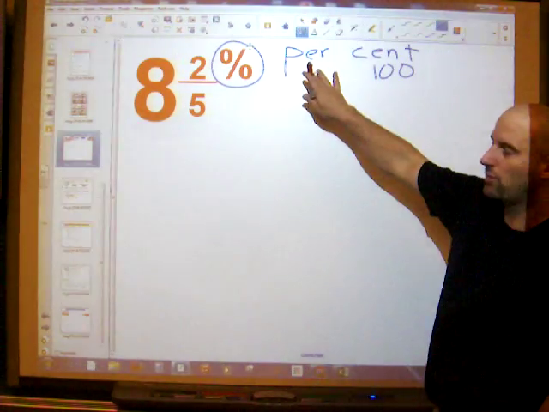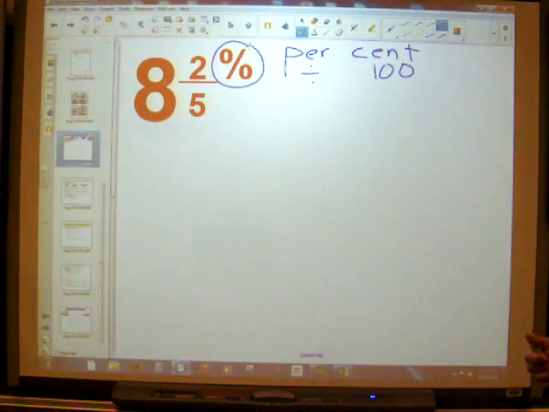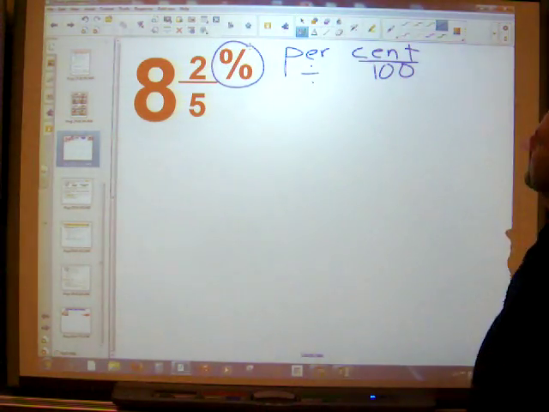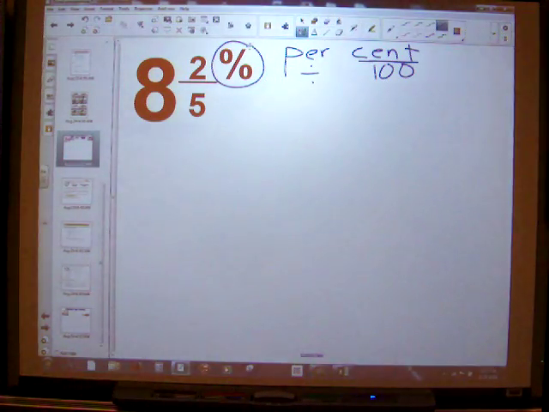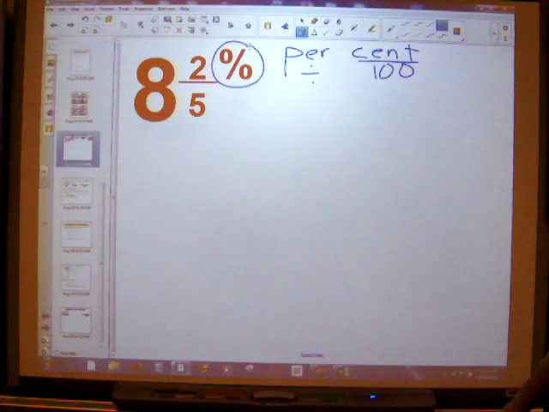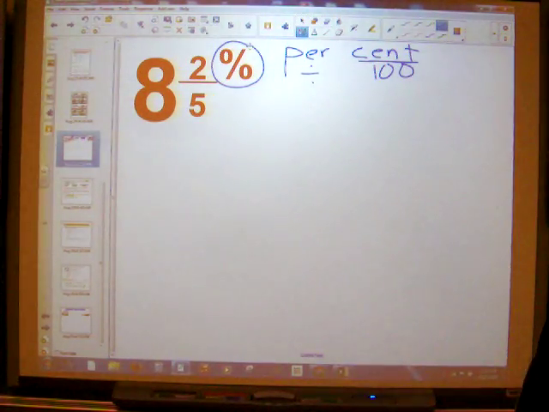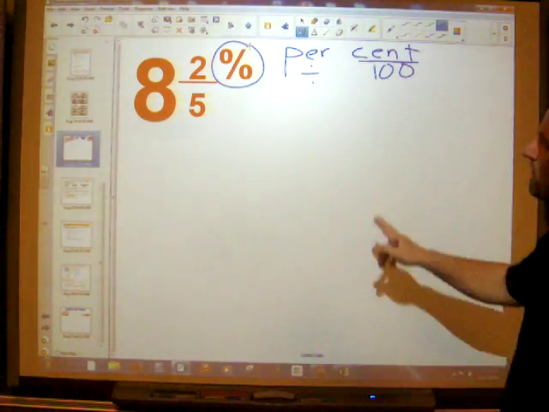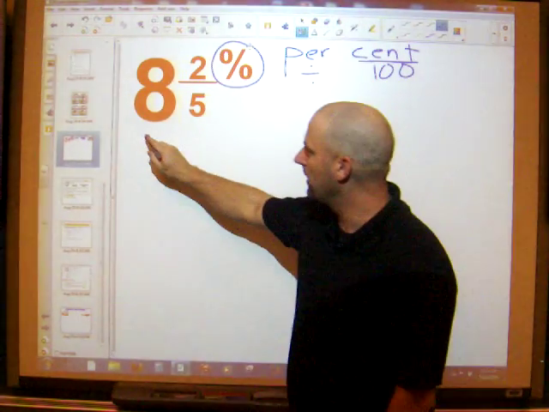You've heard us say the word per in a lot of things like miles per hour and a lot of rates like that. You've heard the cent part: how many cents in a dollar, 100; how many years in a century, 100; how many feet is a centipede supposed to have, 100; how many Roman soldiers was a centurion in charge of, 100; 100 centimeters in a meter, which we'll be doing conversions. So if we understand that, watch me write 8 2/5% in a different way.